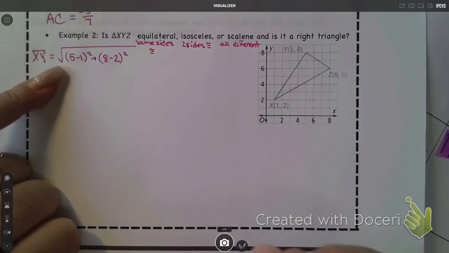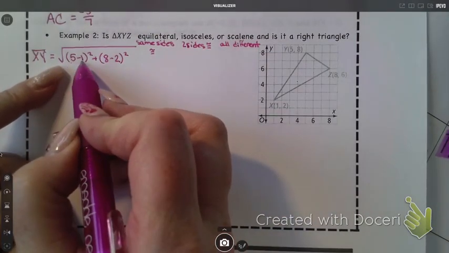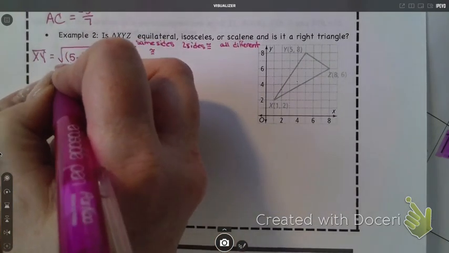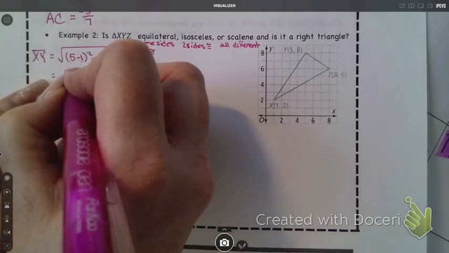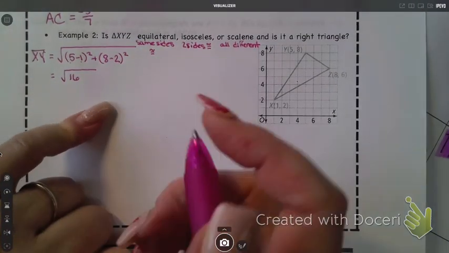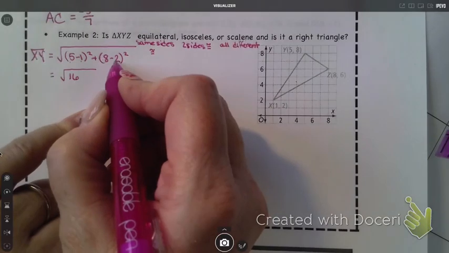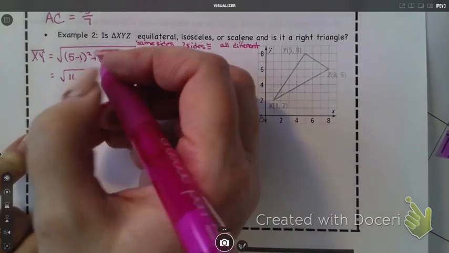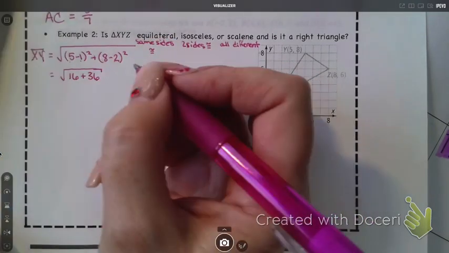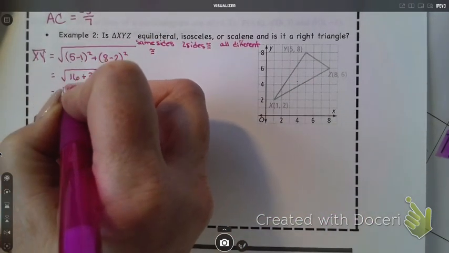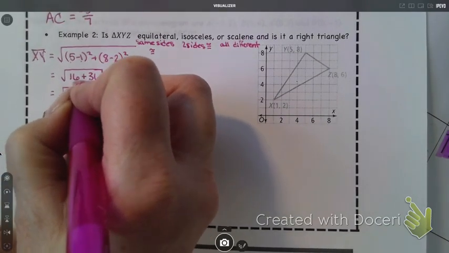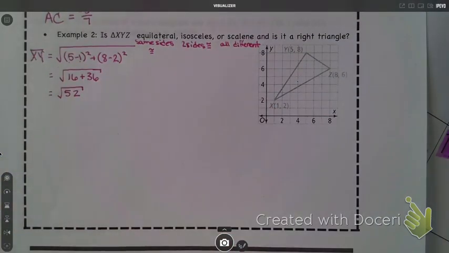No. So 5 minus 1 is what? 4. Squared is? 16. See how I can do some work and then do some work in my head? See that? So 8 minus 2 is 6. Squared is 36. So that's the square root of, I think, 52. Yes. And I probably should simplify it then, huh?